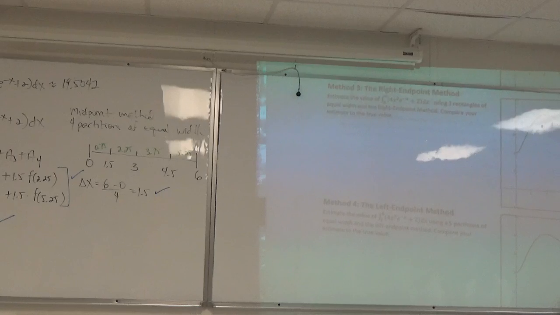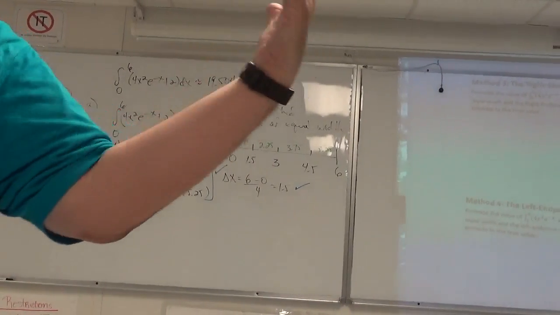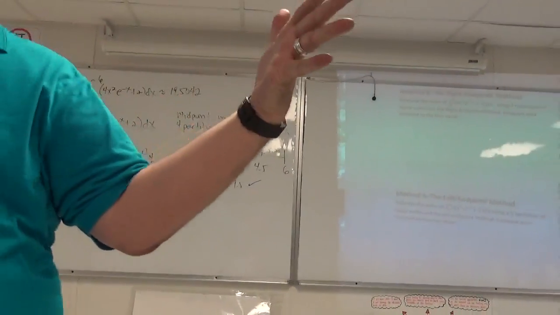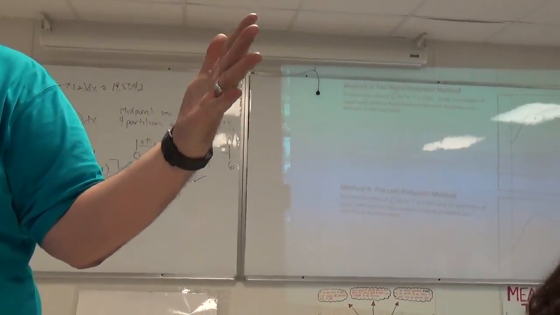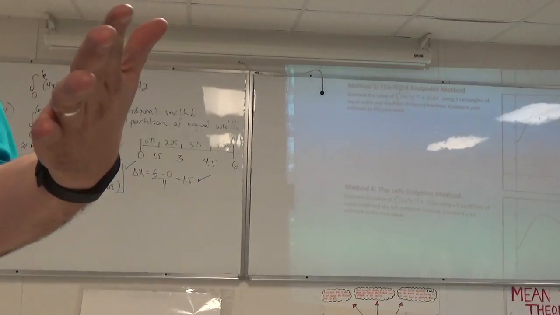So for friends over here, okay, we're going from 0 to 6. We already know what that answer is, right? So our 19.504. Okay, so we're going from 0 to 6. And Lewis, what method this time? Right endpoint method. And then the next question you need to ask yourself is, how many rectangles? I'm going to go from 0 to 6 with the right endpoint method, 3 rectangles. First question, how wide is each rectangle? That should be the easy part, right?